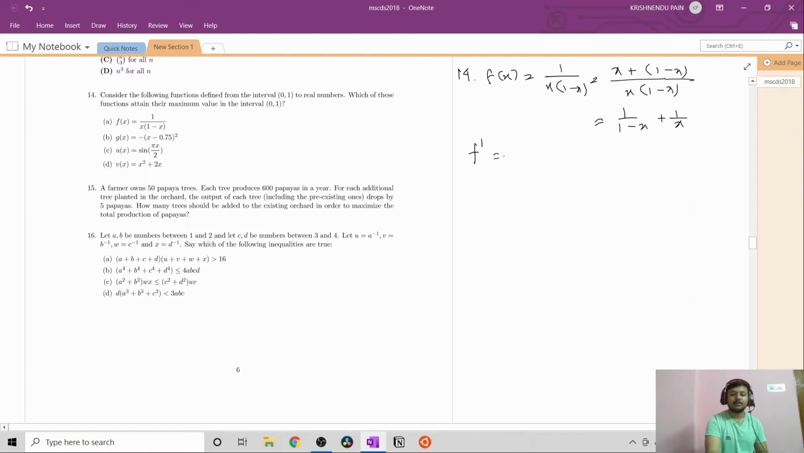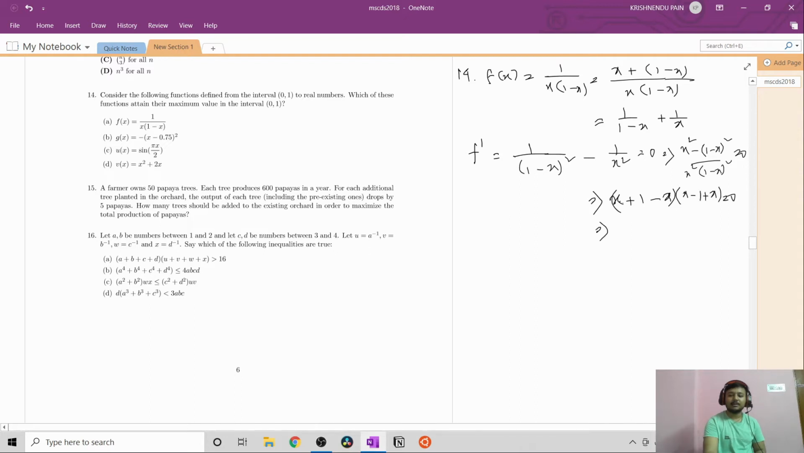Differentiating with respect to x, we get f dash equal to 1 by 1 minus x whole square minus 1 by x square. If we equate it to 0, we get x square minus 1 minus x whole square divided by x square into 1 minus x whole square equal to 0. So x plus 1 minus x into x minus 1 plus x equal to 0. This one factor will be cancelled out, so 2x minus 1 equal to 0, so x equal to half.